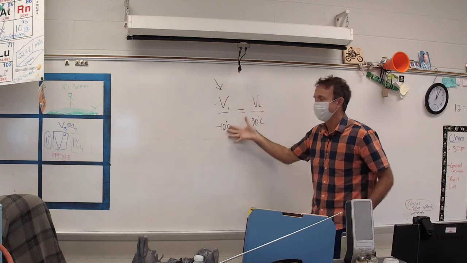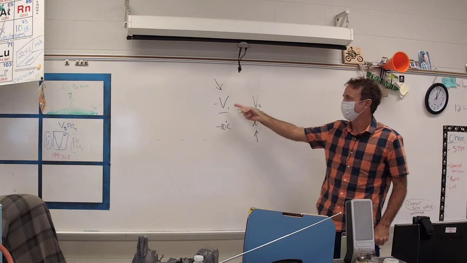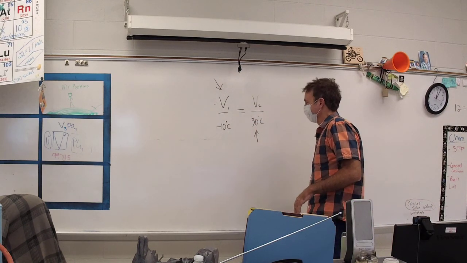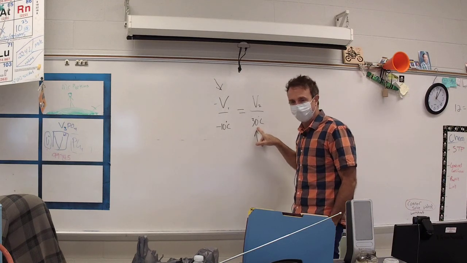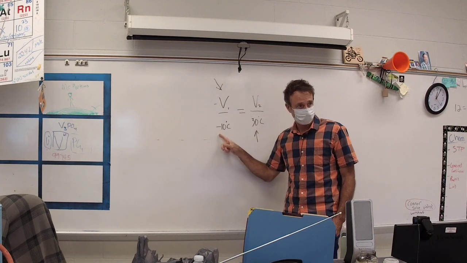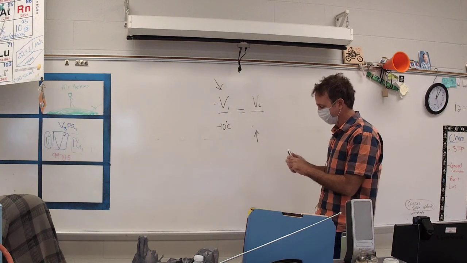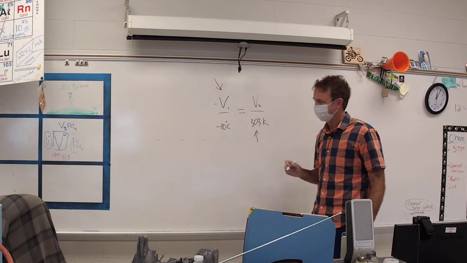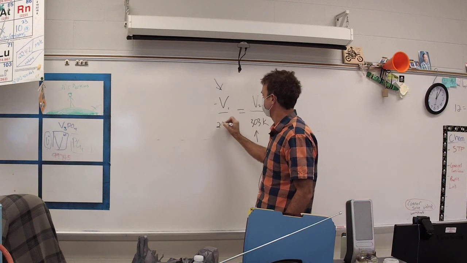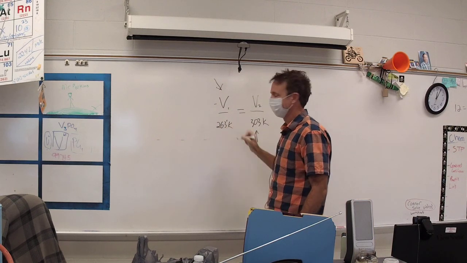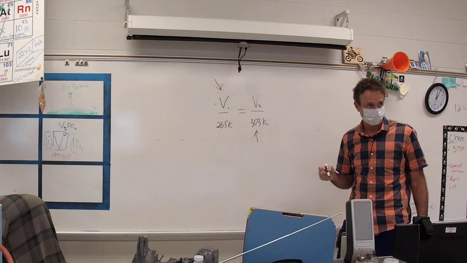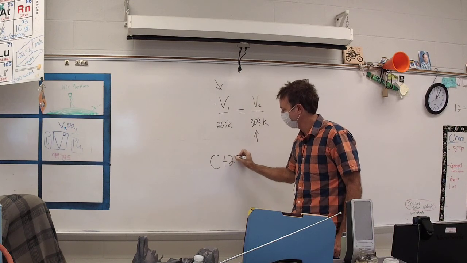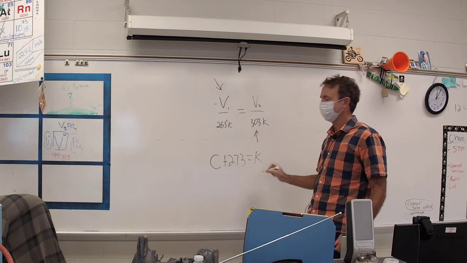No, so you can't ever use Celsius, because you could end up with negative volumes, and that would just be garbage, right? So instead of using 30 degrees Celsius and negative 10 degrees Celsius, you would use 303 degrees Kelvin and 263 degrees Kelvin. And then that will give you the correct answer. In other words, Celsius plus 273 is equal to your Kelvin.